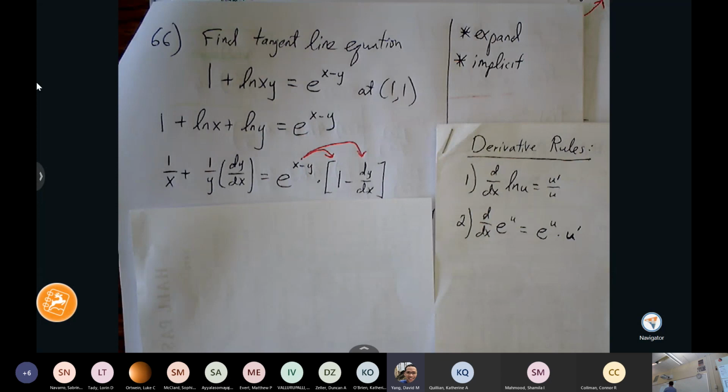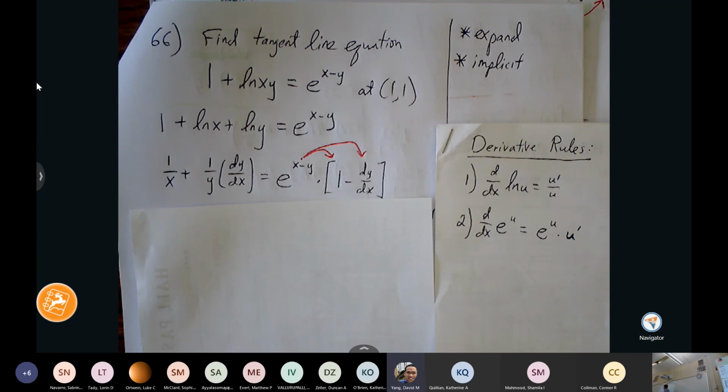So this is what we have. We'll take each term and apply the appropriate derivative for each term. So the 1 is a constant, so it goes away. I just left that out. It just disappears. Natural log of x, right? We can apply our rule, u prime over u, so just 1 over x.